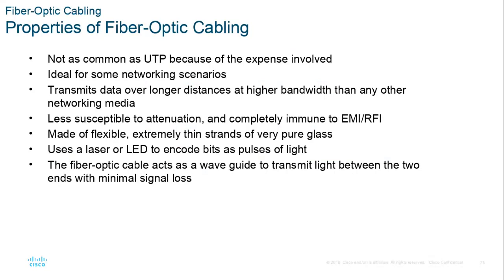Now let's talk about fiber optic cabling. Not as common as unshielded twisted pair cable because they are more expensive. Fiber optic materials are more expensive, but more importantly, the cost of the materials is a small part of the installation. The major part of any installation, regardless of whether it's copper or fiber optics, is the professional technicians and engineers that design and put the system in.